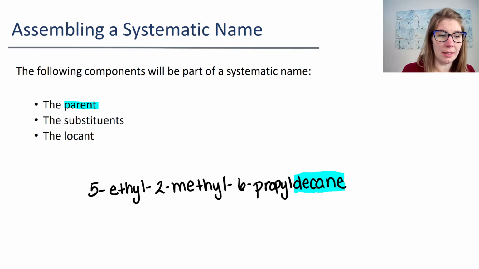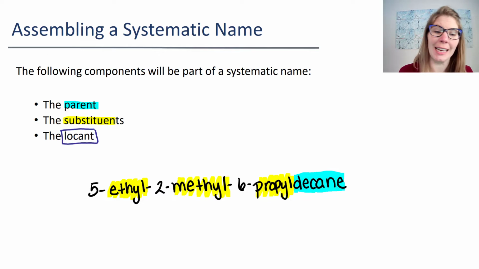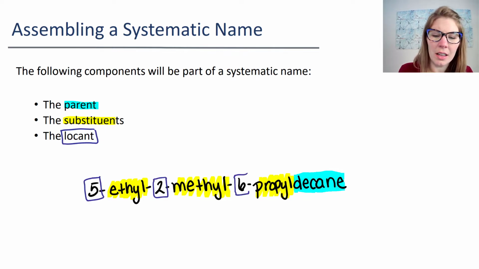The substituents are the branches. The branches are here: ethyl, methyl, and propyl. We know that they are branches or substituents because they have that YL ending, and the eth, meth, and prop tell you how many carbon atoms are in those substituents. Finally, the last portion is called the locant. Think of location when you think locant. This is the location on the parent where the substituent shows up.